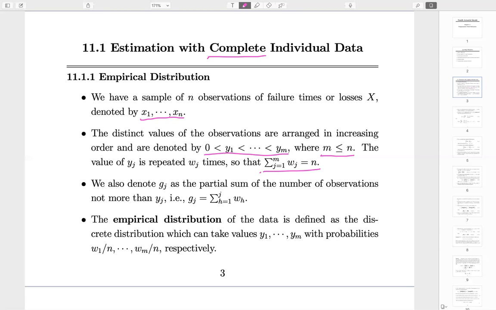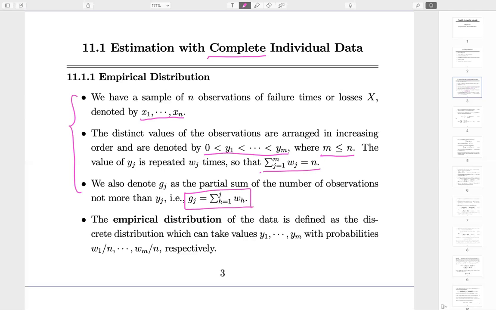Often it's very convenient to introduce the partial sum of the observations. So here is the partial sum. It's actually cumulative, right? By the definition, we are going to use Gi's to express the CDF. So let's define the empirical distribution. Those are the basic setup; you can call them assumptions, whatever you want to call them. And then we start to do the estimation.